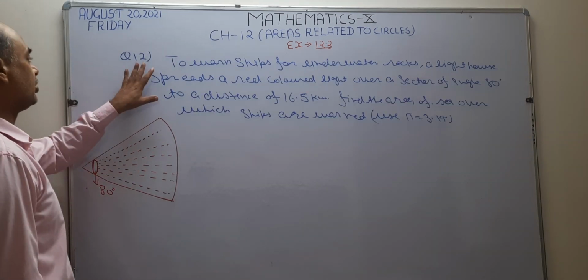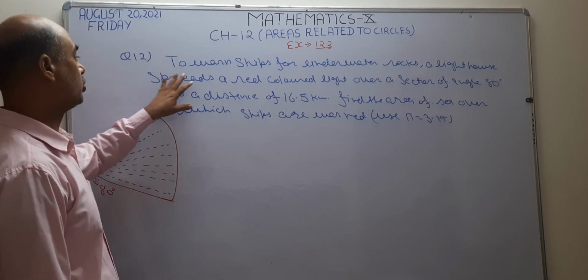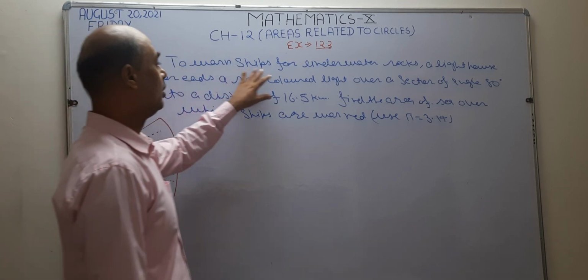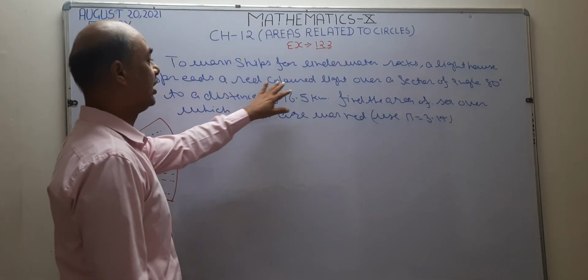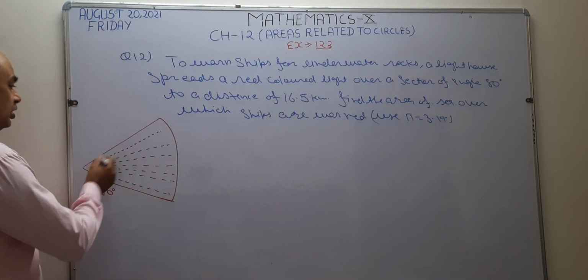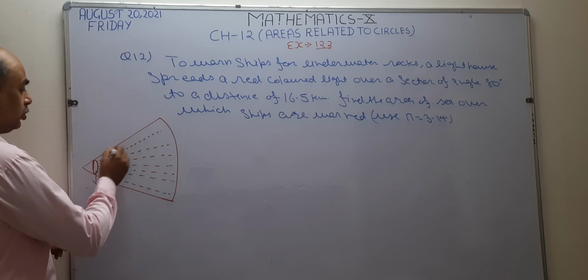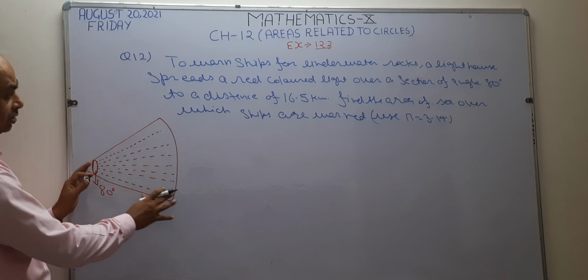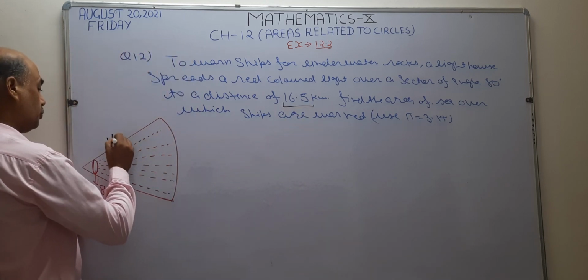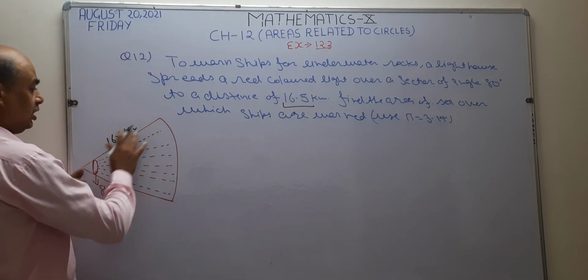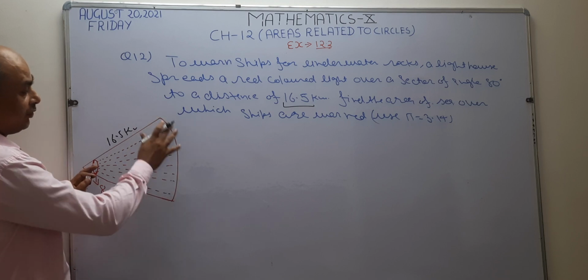Now we are going to start question number 12. See what is given in this question. To warn ships of an underwater rope, a lighthouse spreads red color light. Suppose this is a lighthouse and it spreads red light like this, and the distance covered by this red light is 16.5. Suppose this is the length the light is going to cover.